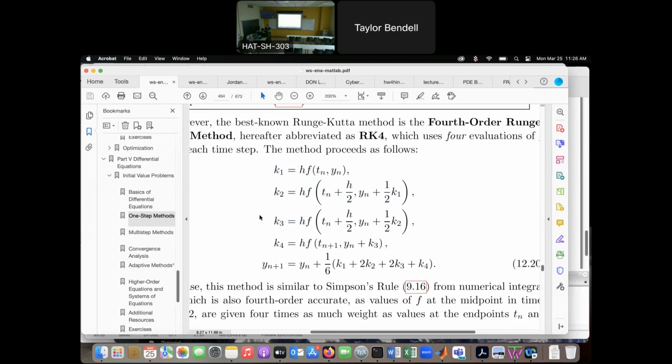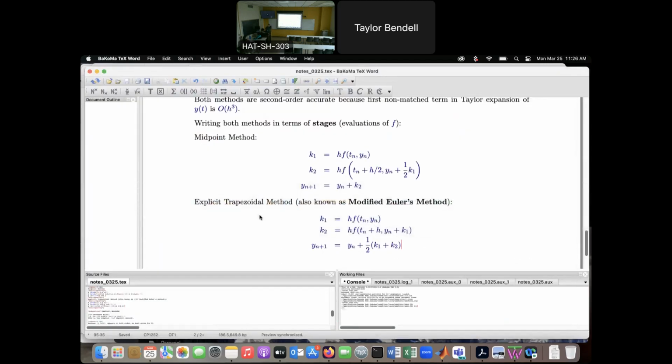So that's the spiel on Runge-Kutta methods, the basics anyway. So the idea is using multiple evaluations of f, or stages, to obtain higher order accuracy so that you don't have to evaluate higher order derivatives of f.